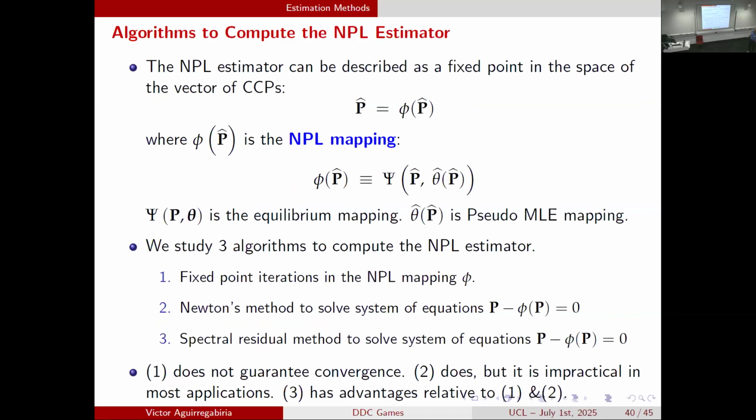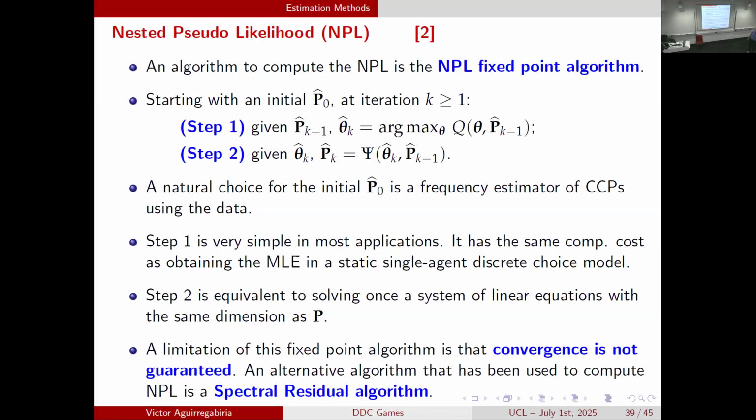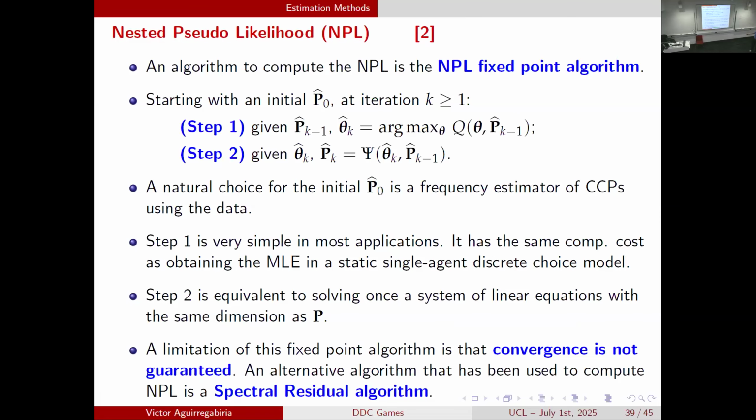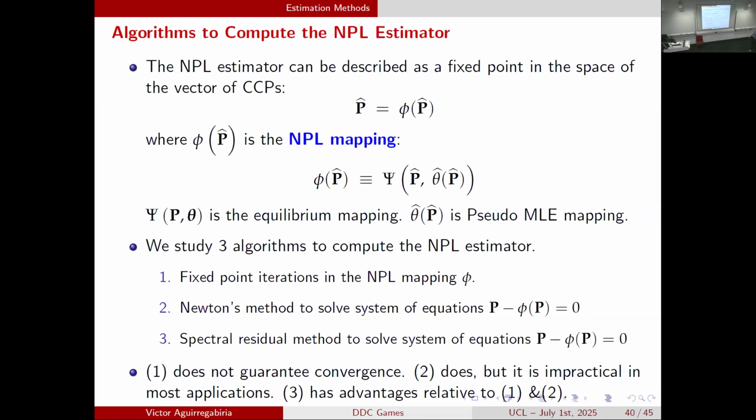Then let me describe briefly different algorithms to compute this nested pseudo-likelihood estimate. The MPL is defined in this way: it's a pair of theta and P that satisfy these two conditions. This is a particular way of computing this, but as I'm going to explain, it has some computational problems because of the possibility of non-convergence. Then let me consider several. First, the MPL estimator is defined in terms of both theta and P. We can characterize it basically in terms of iteration of the choice probability.